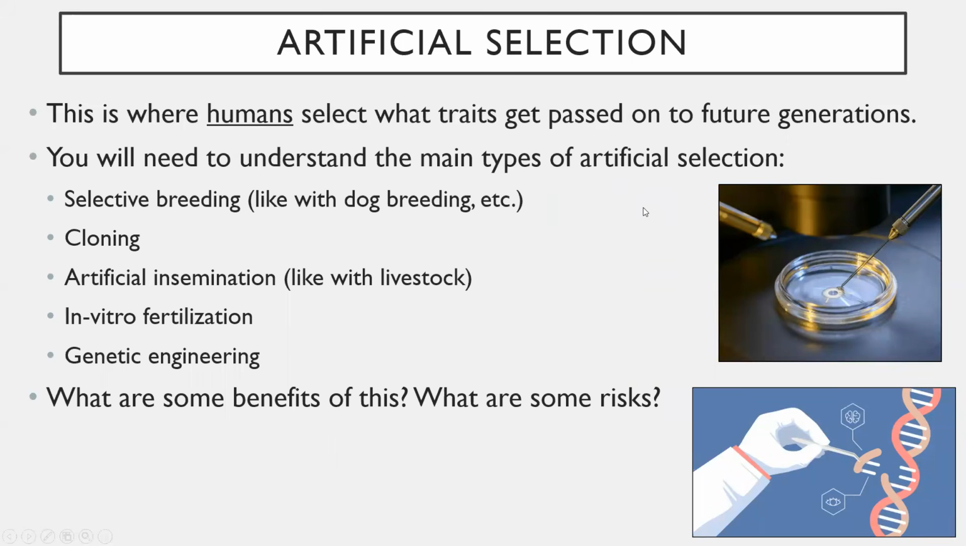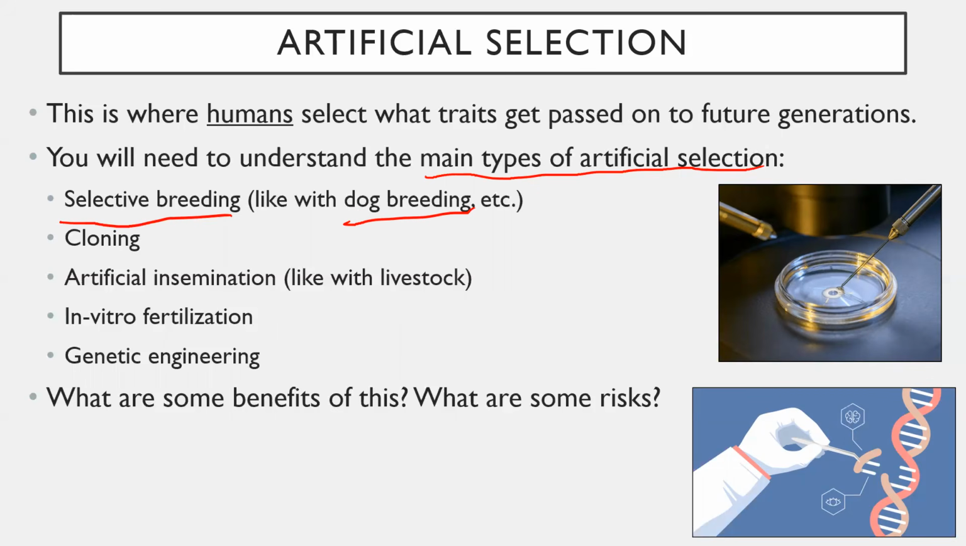Artificial selection. This is where humans select the traits that get passed on to future generations. You will need to understand the main types of artificial selection. There's several different ways that humans have managed to do this. The most common way by far is selective breeding, right? So in other words, purposely selecting what plants or animals breed with certain other ones to get the certain traits that we want. Dog breeding was an obvious one, right? Dogs are all descended from wolves. Over generations and generations of selective breeding, we've managed to produce all the dog breeds we know today.